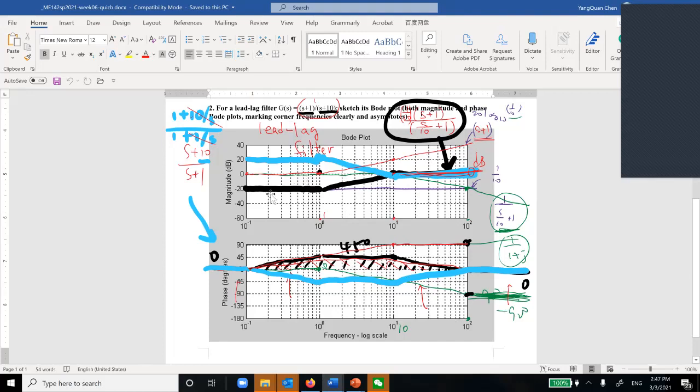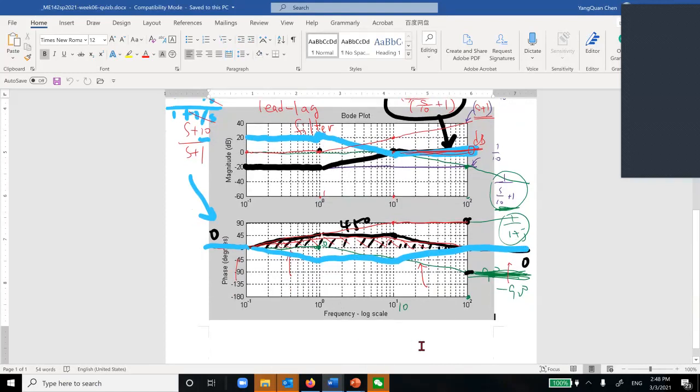For example, our original one, the black one, is a lead. You can see the phase is positive; it gives you some leading phase. But if you switch, then you will have lag first, then lead. So you lag first, then come back. So lag, lead, lead, lag.